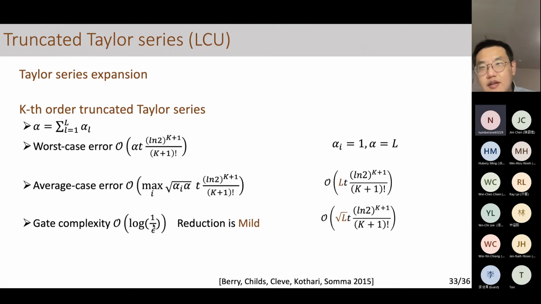Yeah. Okay. Thanks. In fact, I guess a similar thing also happened in the low energy subspace analysis. They also mainly consider the Trotter method, but for the truncated Taylor series method, the improvement is also mild. Yeah. Okay. Thank you. Thank you for your question.